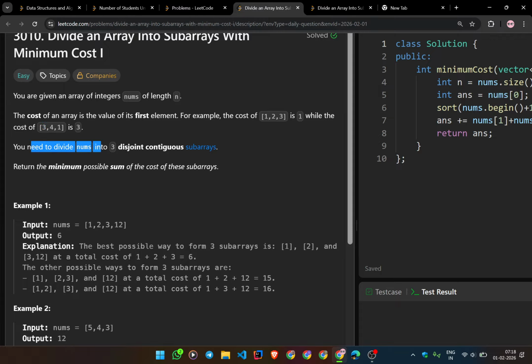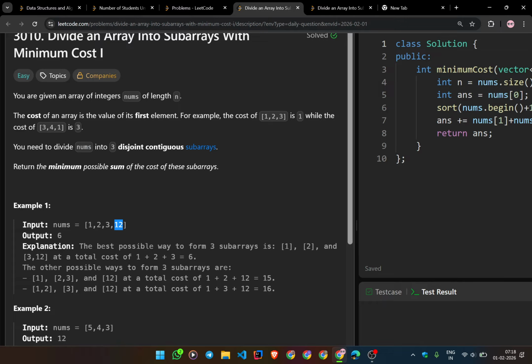You need to divide nums into 3 disjoint contiguous subarrays. Okay, you have to divide this given array into 3 subarrays. Return the minimum possible sum of the cost of these subarrays. So to convert this one array into 3 subarrays, we can take this as one subarray, this as the second subarray, and this as the third subarray.